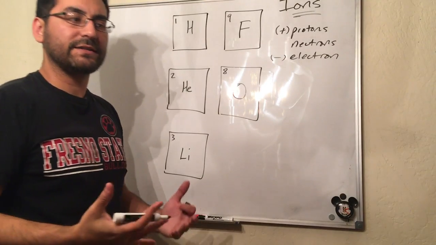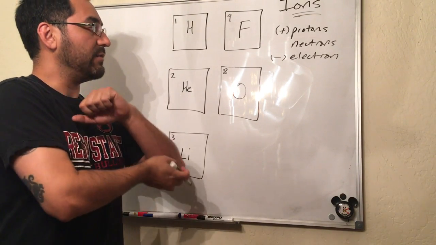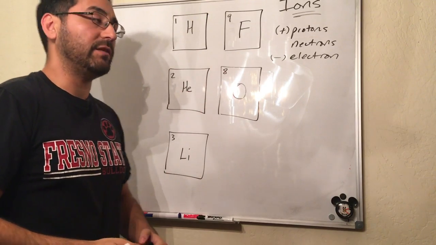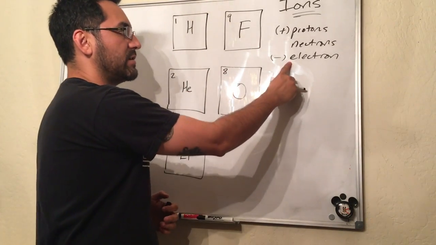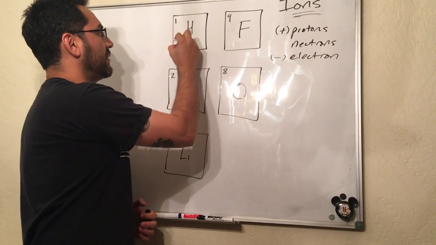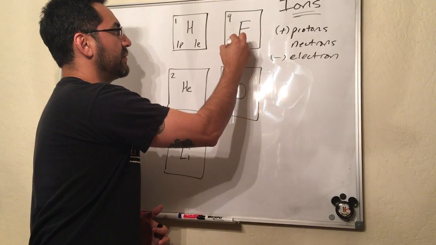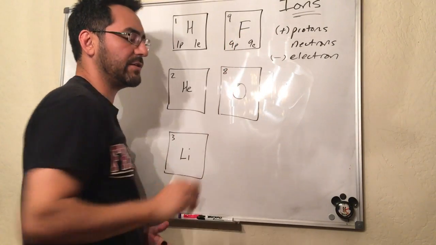And in all the periodic table elements that you're looking at on the periodic table up here, we're looking at neutral elements. So that means the number of electrons equals the number of protons. So for hydrogen with one proton, it would also have one electron. Fluorine with 9 protons would also have 9 electrons.